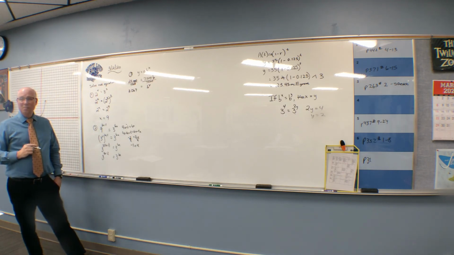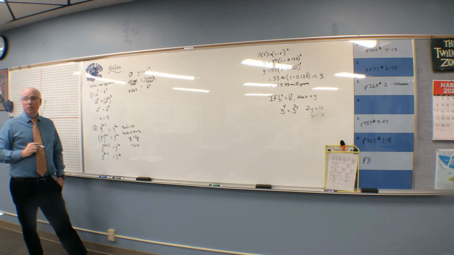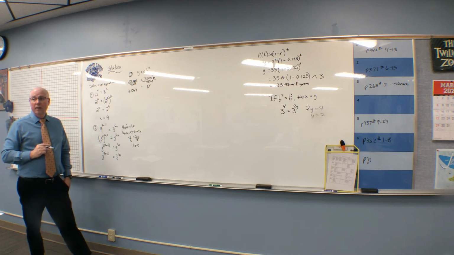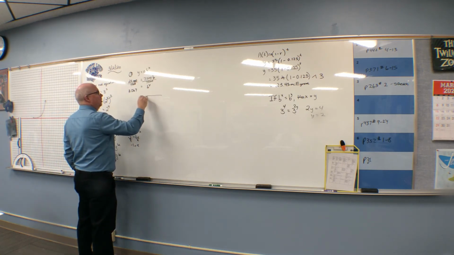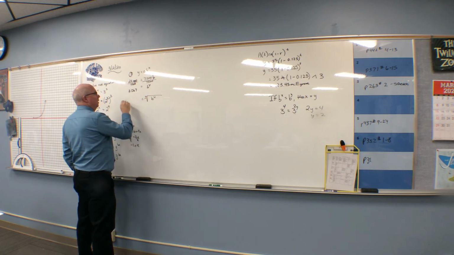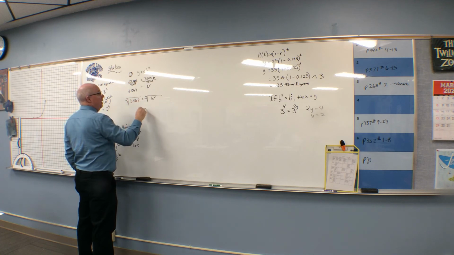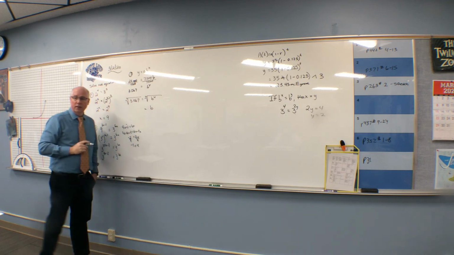Now, how do we find b? Square root. Not the square root, but the fourth root. So we're going to take the fourth root of b to the fourth, and we're going to take the fourth root of 3.067. Now what we have to do is figure out how to do that on our calculator, correct?